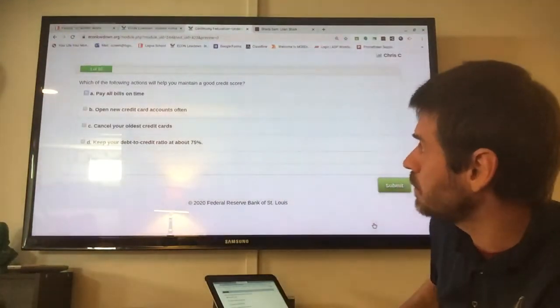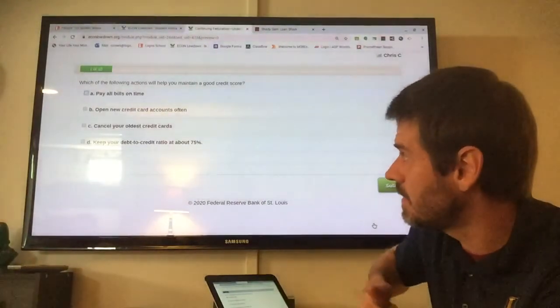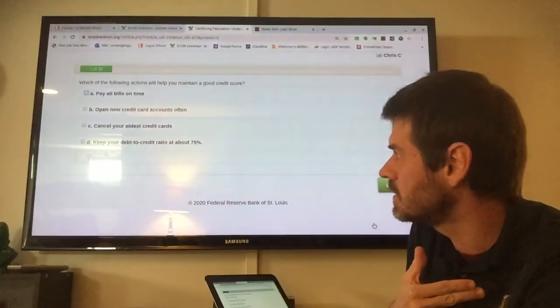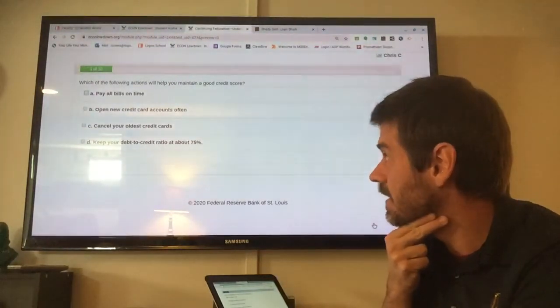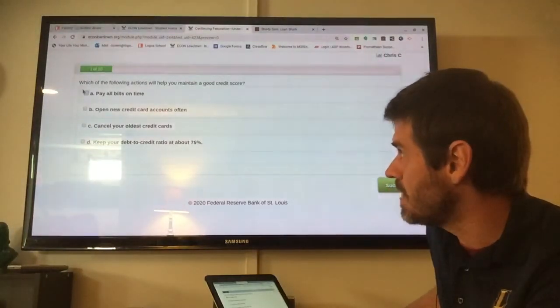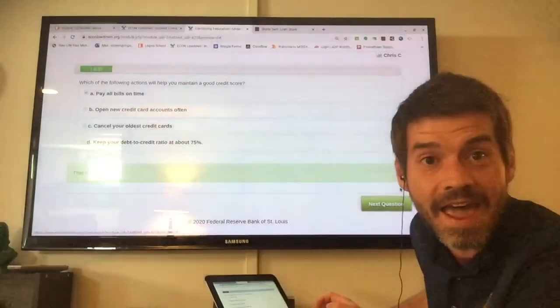Which of the following actions will help you maintain a good credit score? This is a good question. A, pay bills on time. B, open new credit card accounts often. C, cancel your oldest credit cards. Or D, keep your debt-to-credit ratio at about 75%. I think the only one there that looks good to me is A, pay all bills on time. Let's take a look. Yeah, that's correct.